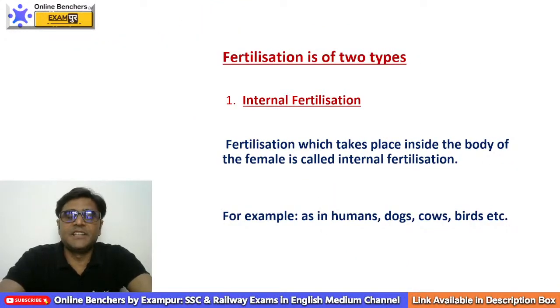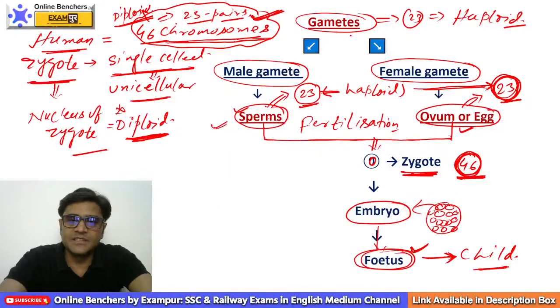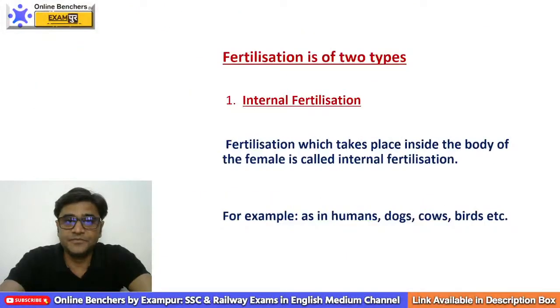Now, what is fertilization? Fusion of male and female gamete is known as fertilization, and after fertilization, the zygote is formed. Fusion of male and female gamete, that is fusion of sperm and ovum, is called fertilization, and fertilization is of two types. This is also a very important point.